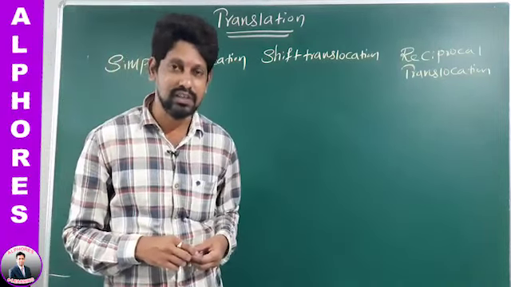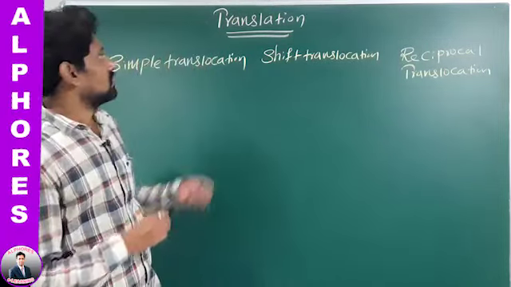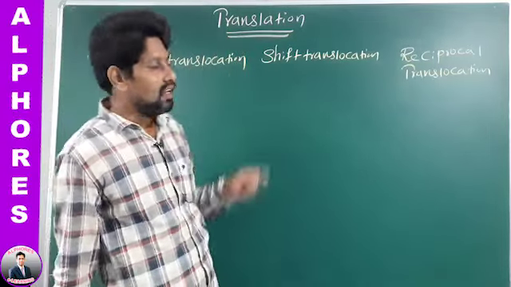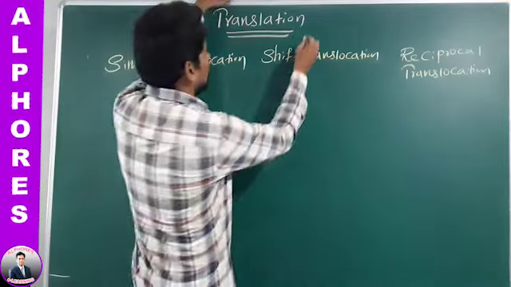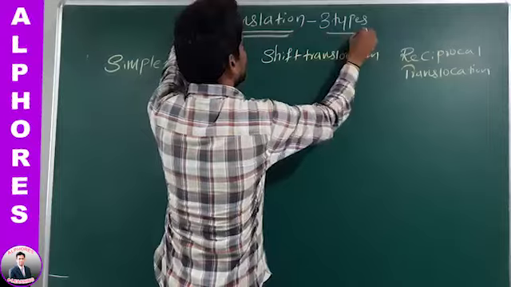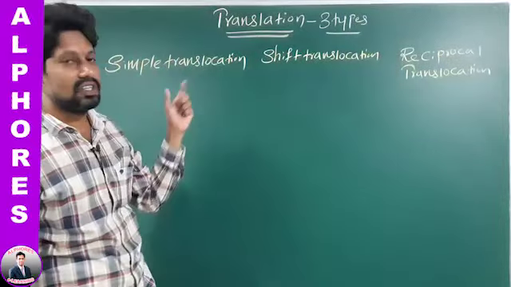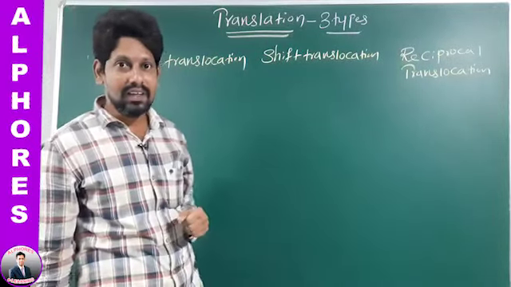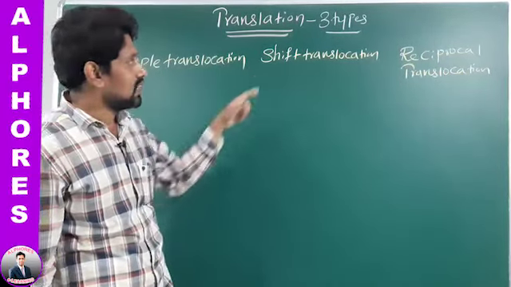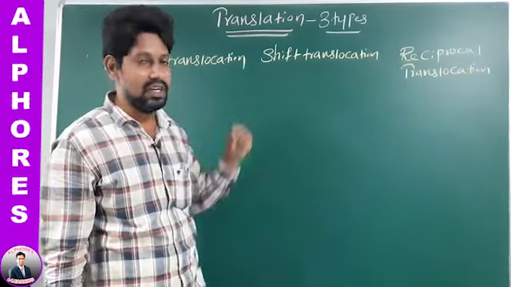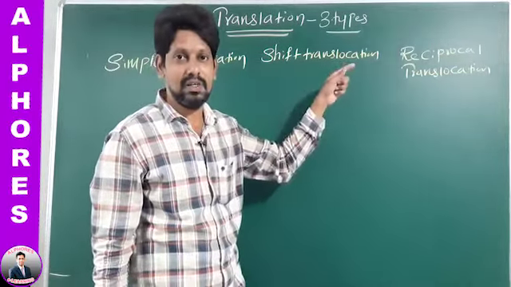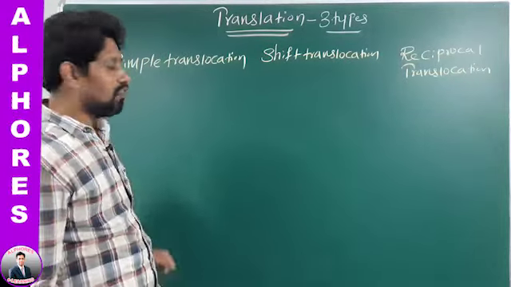What are mutations? Translocations. These translocations are of three types. Translocations are of how many types? Three types. What are they? First one is simple translocation. Second one is shift translocation. Third one is reciprocal translocation.